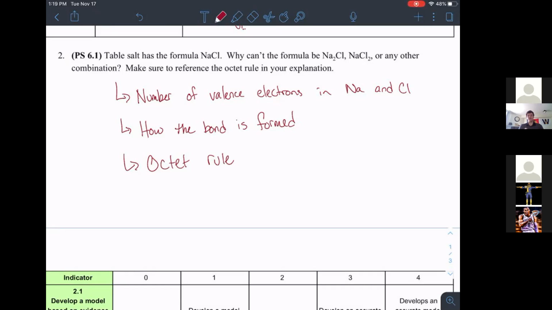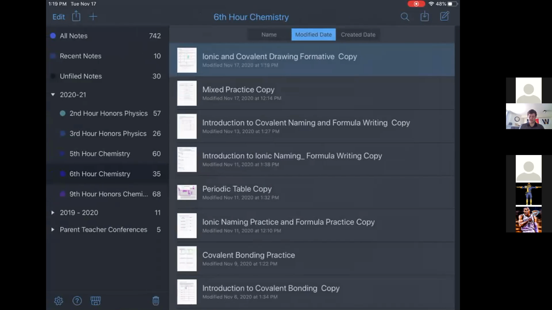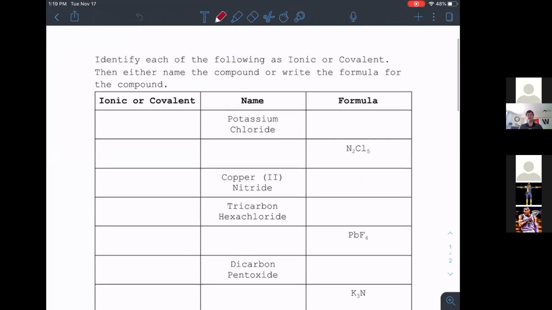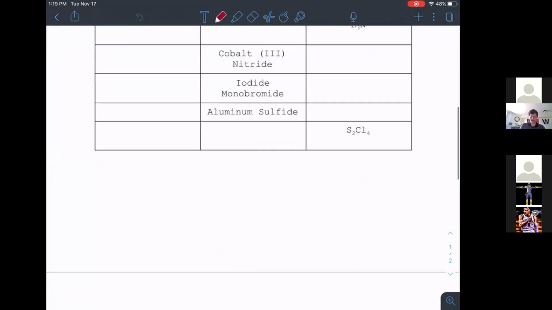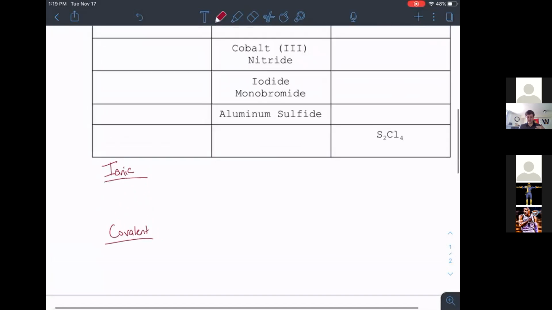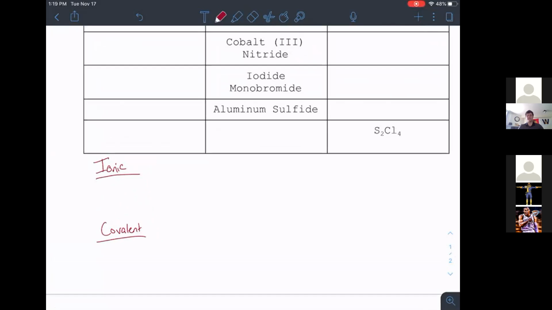All right, so then what I want to do next is talk about your assignment for today. And before we actually do anything with that assignment for today, which is our mixed practice, our combined covalent and ionic formula writing and naming, I want to go down here and talk about ionic and covalent naming. So can you guys refresh my memory on ionic or covalent naming? Anything you remember about either of them?